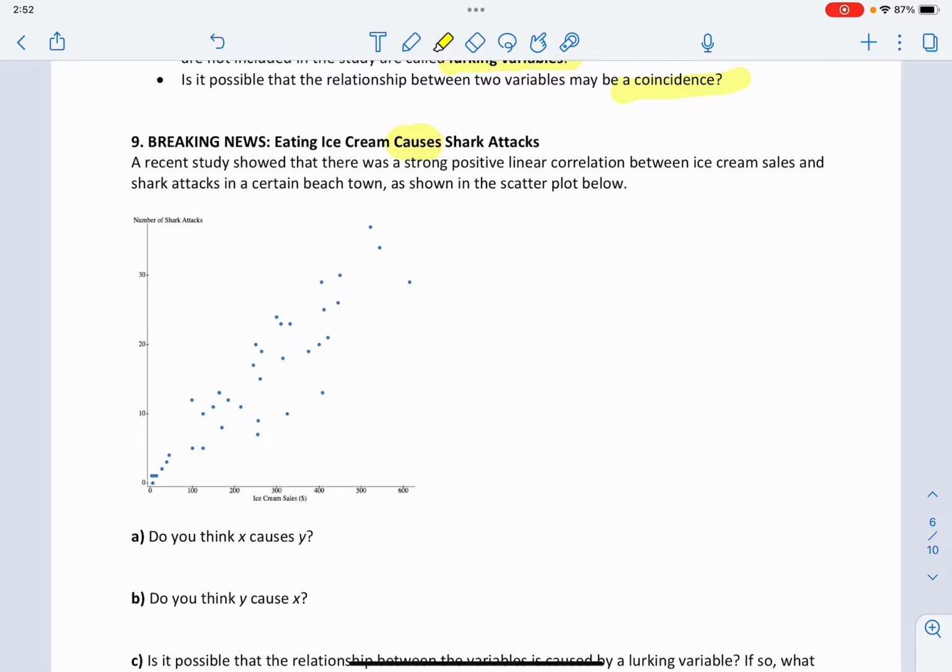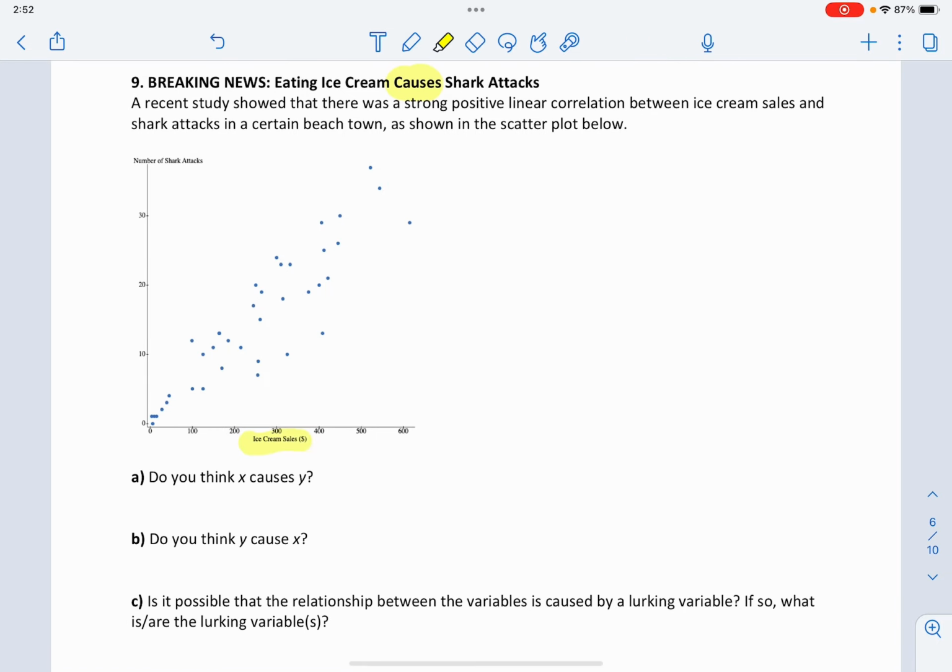Here's the scatter plot. We have ice cream sales as the x-axis, number of shark attacks on the y. As ice cream sales increase, so do the number of shark attacks. So if you don't want to get attacked by a shark, don't eat ice cream. That's the conclusion. So do you think X causes Y, like eating ice cream causes a shark attack? Probably not. I would say no there.